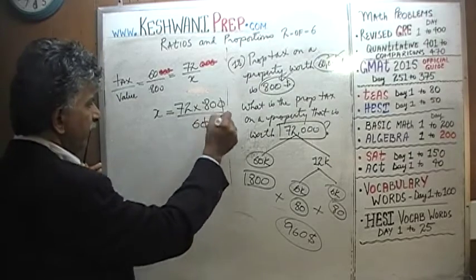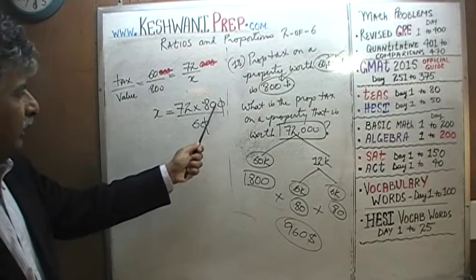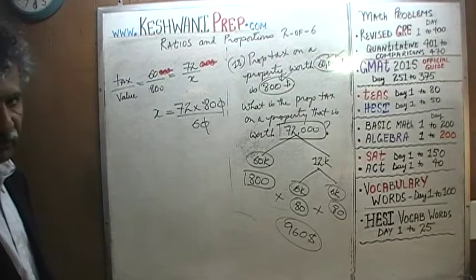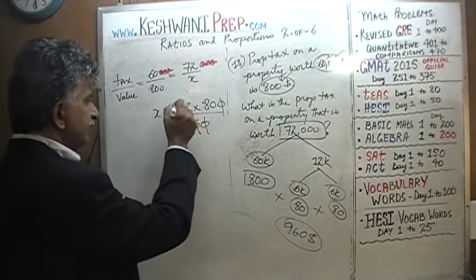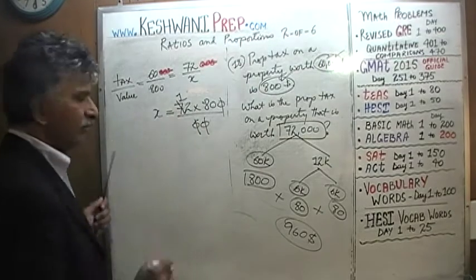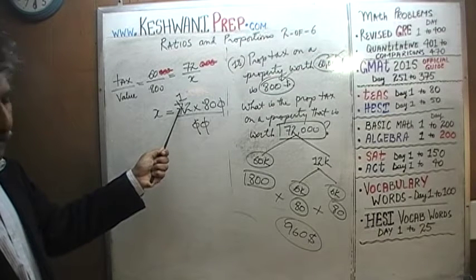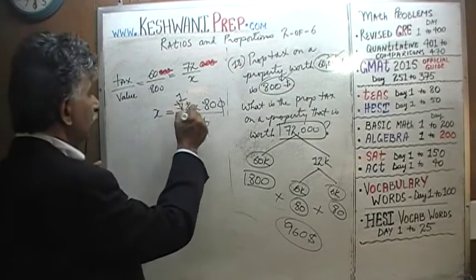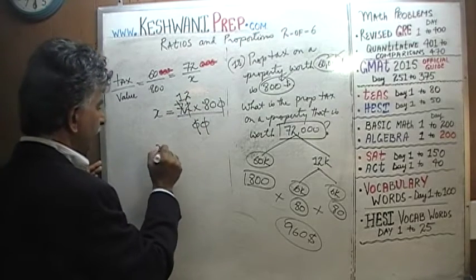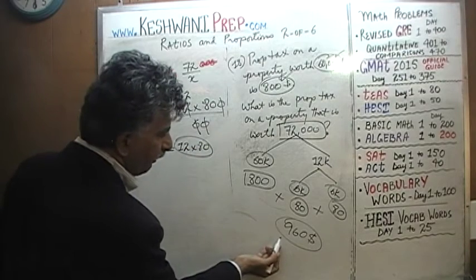Divide top and bottom by 10. If you divide top and bottom by 10, 60 will become 6, 800 becomes 80. Let's divide top and bottom by 6, because we know 72 is divisible by 6. If you divide top and bottom by 6, 7 has how many 6's? 7 has 1 six. After we take away 6 from the 7, we have a remainder of 1. That 1 goes and joins the 2, becomes 12, and 12 has 2 sixes. In other words, x happens to be 12 times 80, which is exactly what we found here.